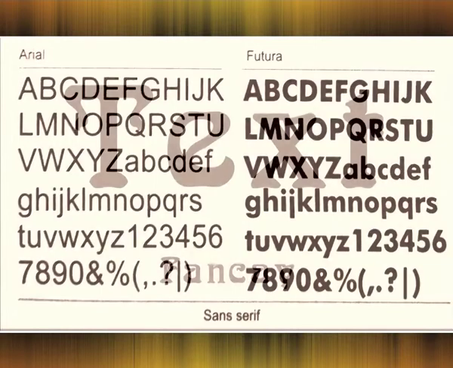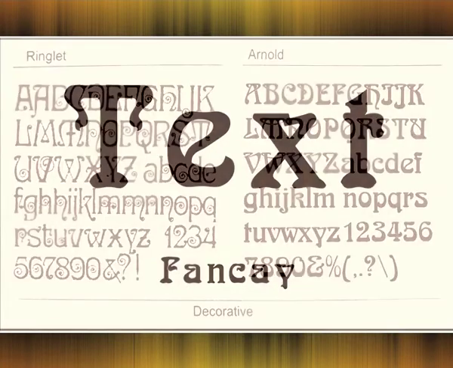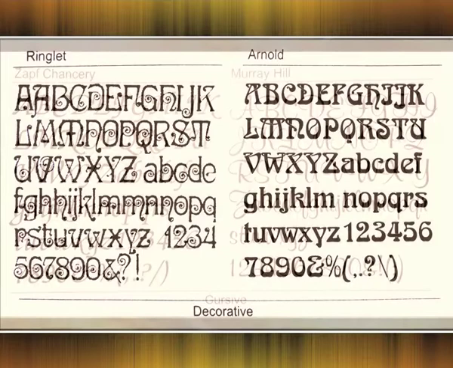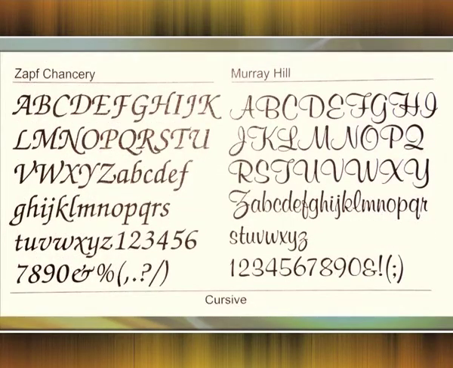it is considered the modern type. Fancy is the third group. As per the nomenclature, the strokes of these letter forms are decorated and do not have any clear-cut characteristics. Type styles of handwritten is the fourth group, which resembles calligraphy. The fonts are Murray Hill, Legend and Zap Chancery.